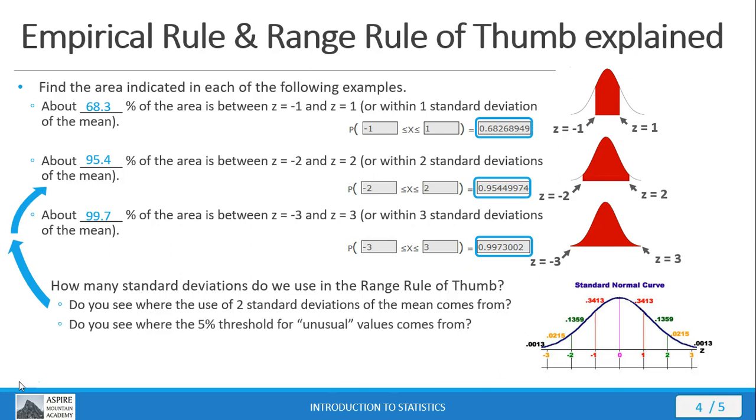So that 5% threshold we were seeing for unusual values, yeah, that's the area that's in the tails of our distribution. If 95% is here in the middle, then 5% is here in the tails. And that 5% was listing the unusual values. So our threshold of 5% is coming from the standard normal distribution as well.